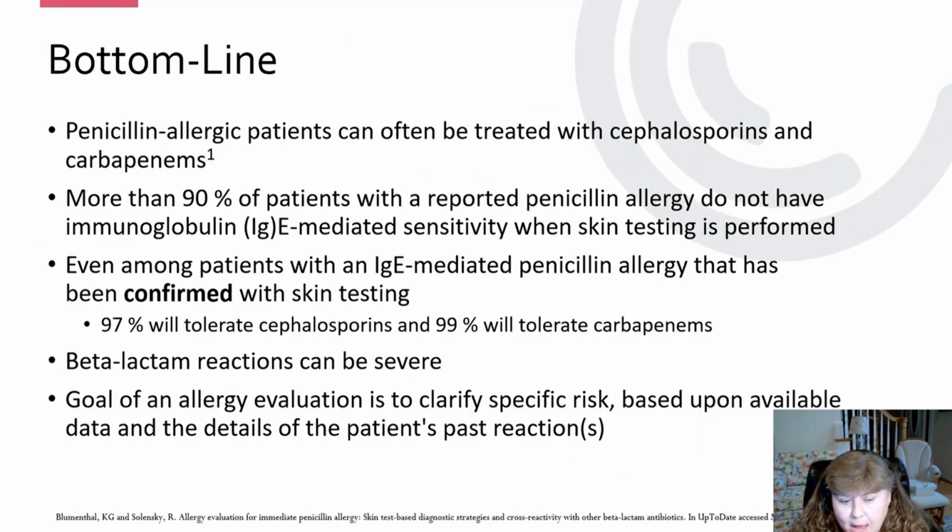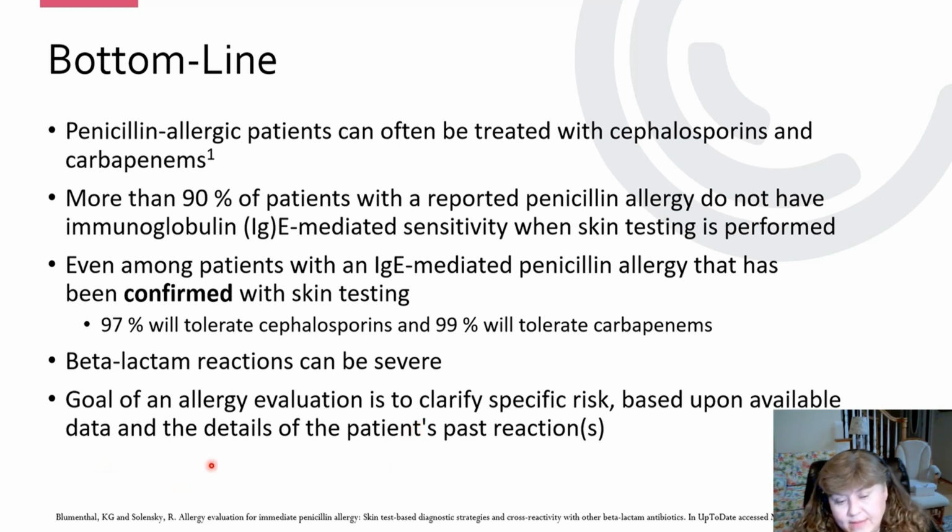So what's the bottom line? The bottom line is if you're a penicillin allergic patient, you can often be treated with cephalosporins and carbapenems without any concerns. More than 90% of patients with a reported penicillin allergy do not have IgE-mediated sensitivity when skin testing is performed. And even among patients with IgE-mediated penicillin allergy that's been confirmed in the past with skin testing, 97% will tolerate a cephalosporin and 99% of them will tolerate a carbapenem. Beta-lactam reactions can be severe, but are very rare.